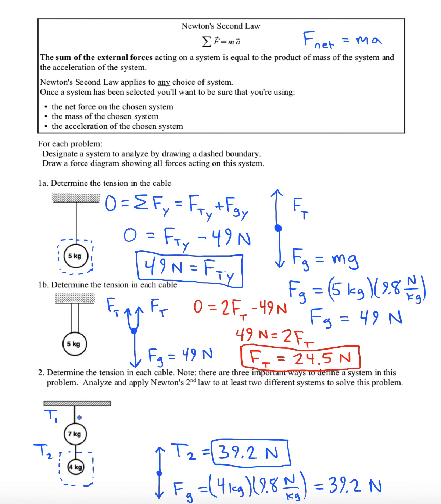Now, how do we find the tension in the upper cable? For that, we need a new choice of system. I'm going to now let everything that's hanging be the system. In the free body diagram, we'll have a weight and a tension force, T1, and I'll call this the weight.